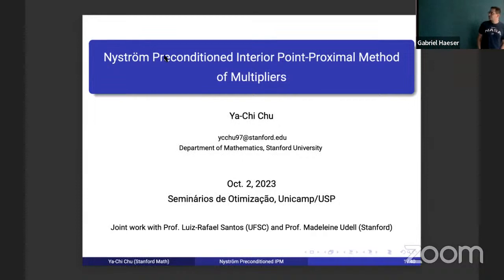Okay, so today on our seminar, we have the pleasure to receive Yachi Chu. Yachi is a Stanford PhD student in the math department, and I have been working with her since March of this year when I was at Stanford during the first semester. So she represents something that we have been working on. It's a work in progress, and we would be very happy if you can give some questions or some guidance. Yachi, you have 40 minutes, so 50. It's up to you.